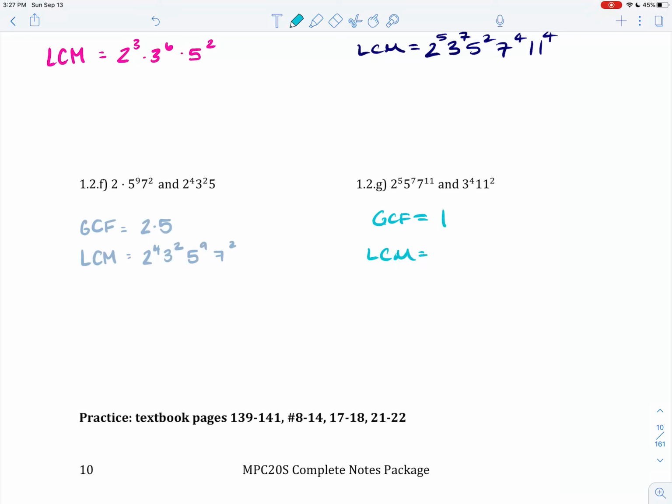And for least common multiple, well, we need the 2's to be in there. At some point we need the 5's to be in there, and we need the 7's to be in there, so that this number is fully part of it. And then we need the 3's to be in there, and the 11's to be in there, so that this number is fully part of it. And that, that last example, all done.